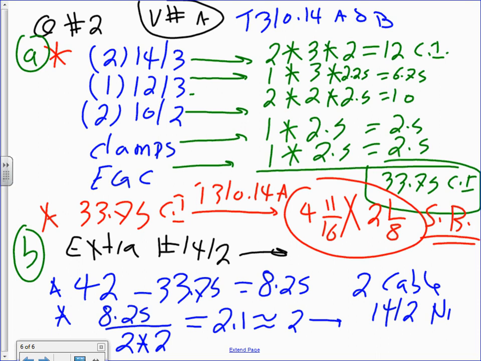B. How many extra cables can you pull into this box? 2 cables, 14/2. One more time. Any questions? Where did I get the 42? That's the cubic inches for the 4 11/16 by 4 11/16 by 2 1/8 box. You take the cubic inches of that box, subtract what's already occupied, and the leftover you divide by 2 by 2.